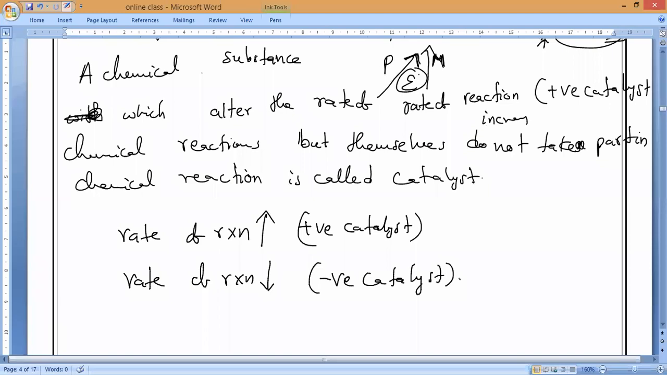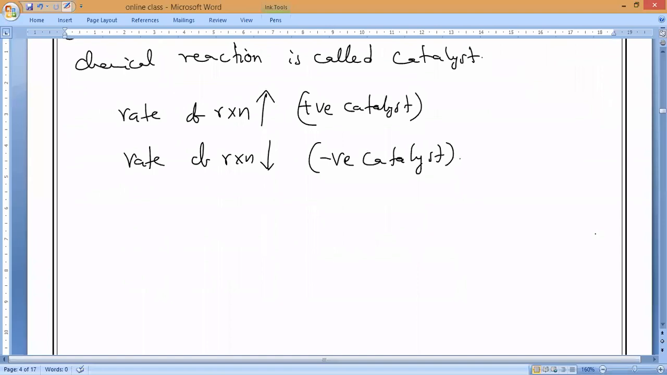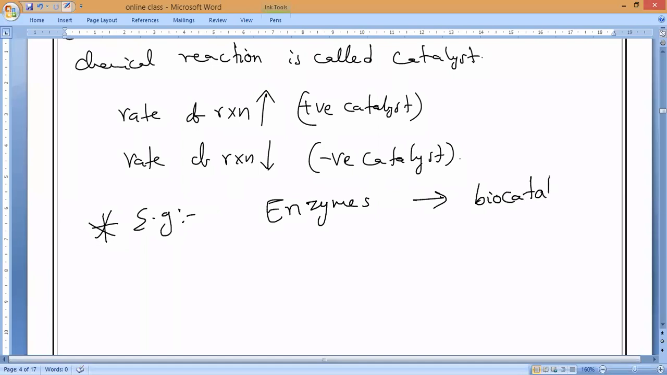So it will never be involved directly in the reaction; indirectly it will be involved. Is it okay, guys? Please respond. Next, the best example of a catalyst is the enzymes in our stomach. Enzymes we can also call biocatalysts, because they act inside our stomach, our digestive system.